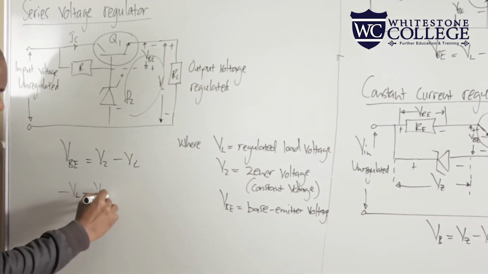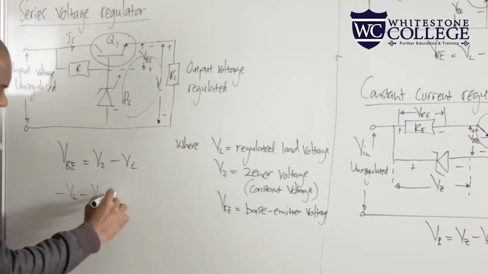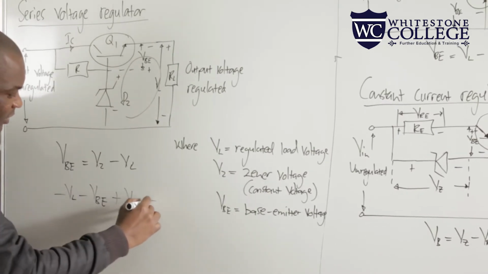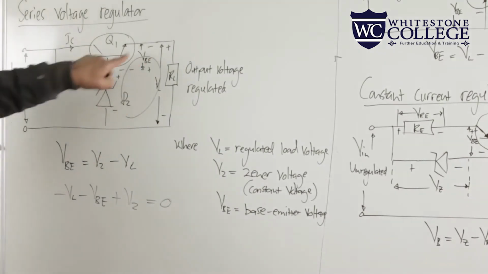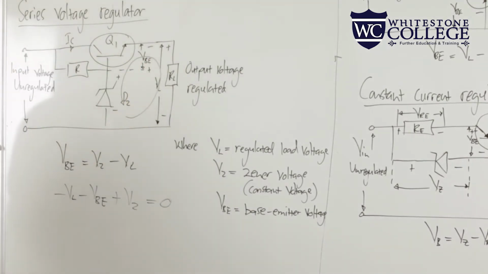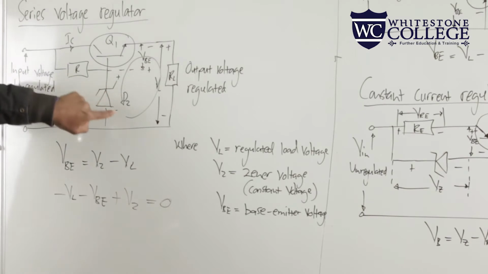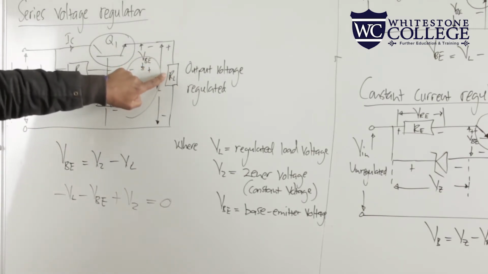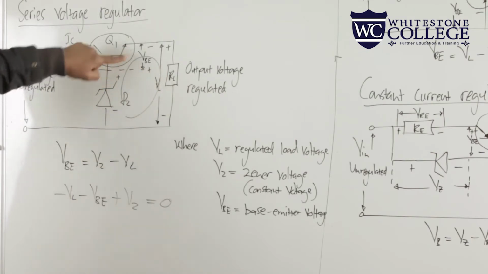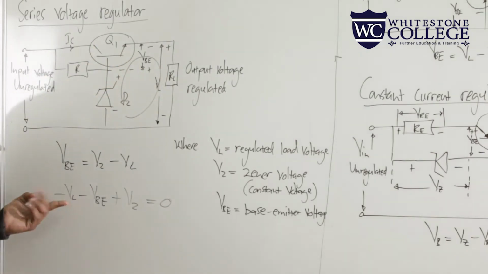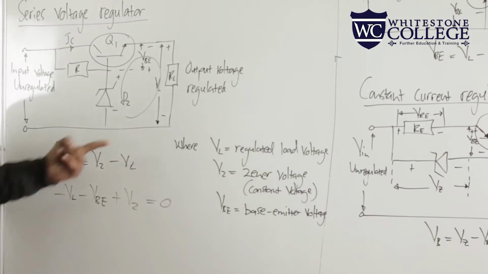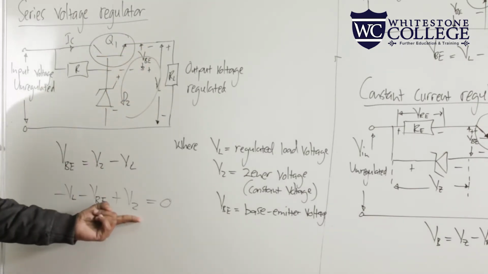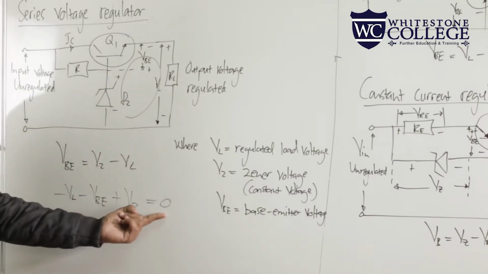VBE plus VZ is equal to 0. This is a closed loop. So if we add the voltage drops across these points, the load resistor, the transistor, and the Zener diode, we are saying minus VL minus VBE plus VZ is equal to 0.